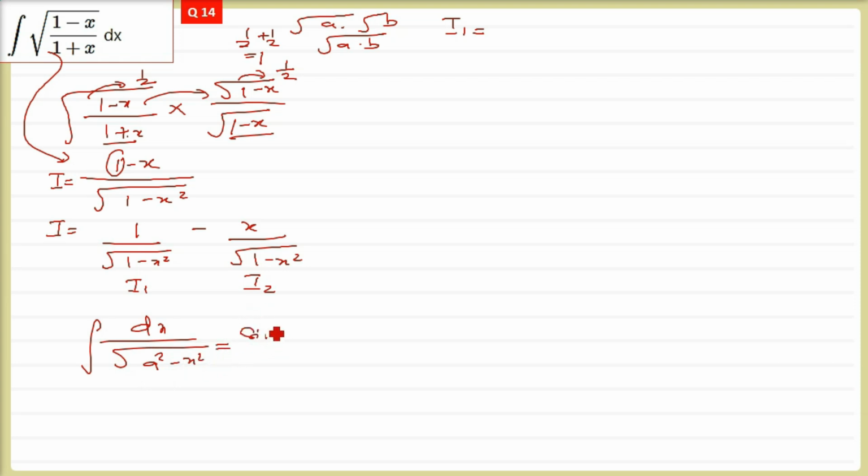So this will be sine inverse x by a. x is x, a is 1. So let me write the direct answer, sine inverse x by 1, which is sine inverse x only, plus a constant of integration. This is I1. Now let's go to I2. What is I2? x by under root 1 minus x square. So this is 1 minus x square.